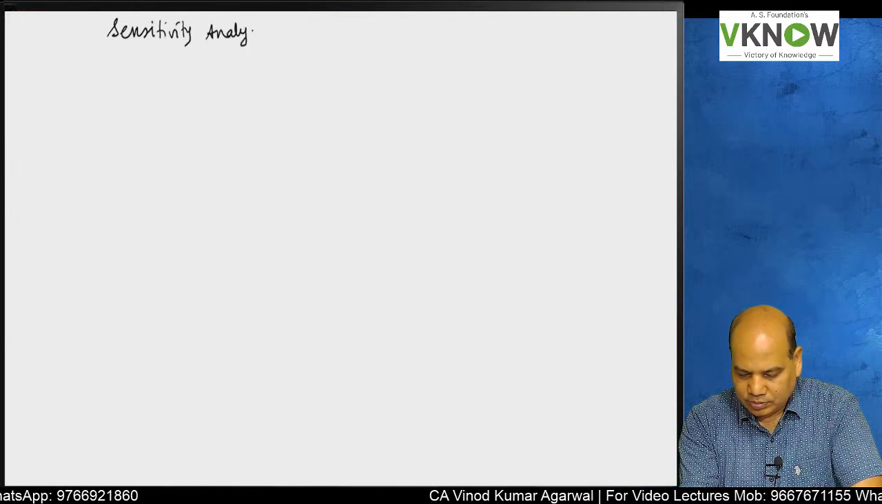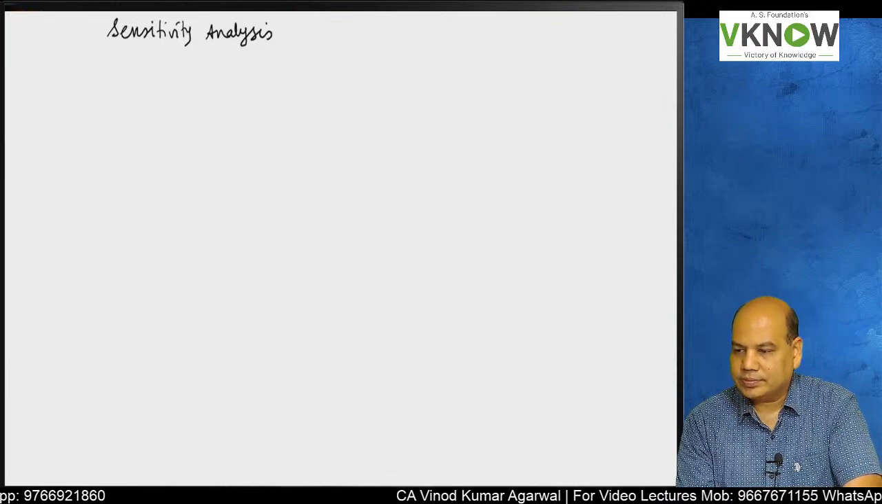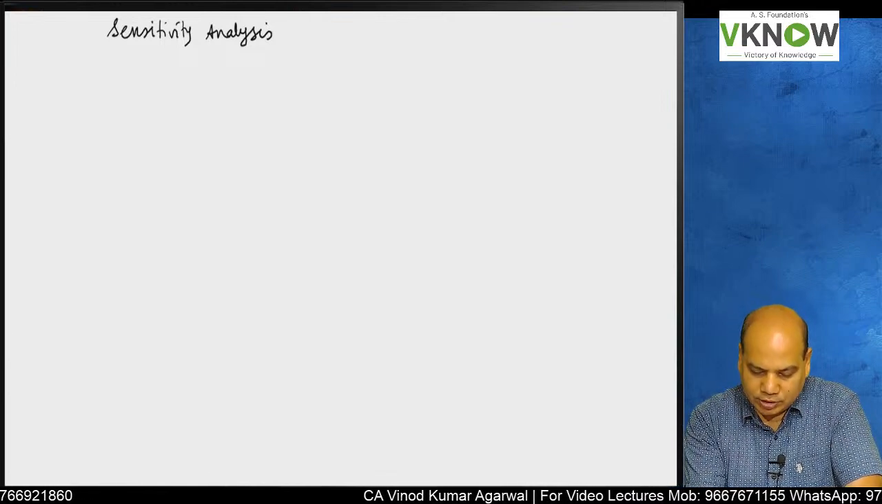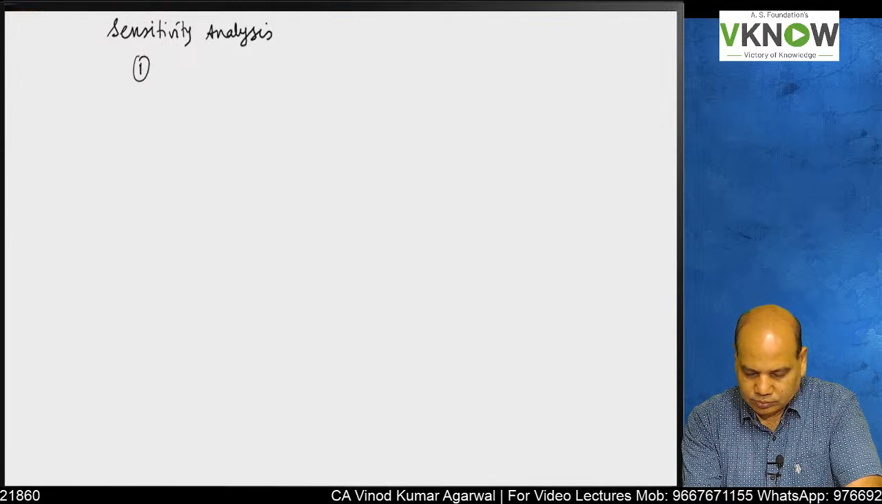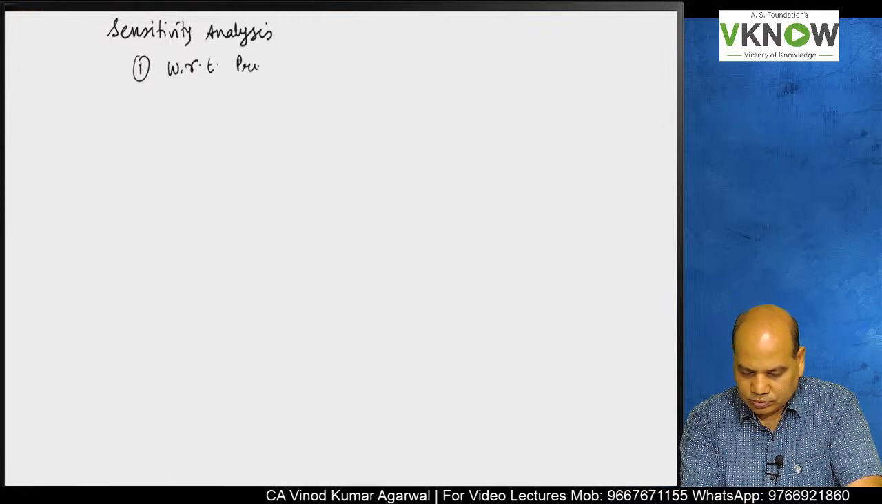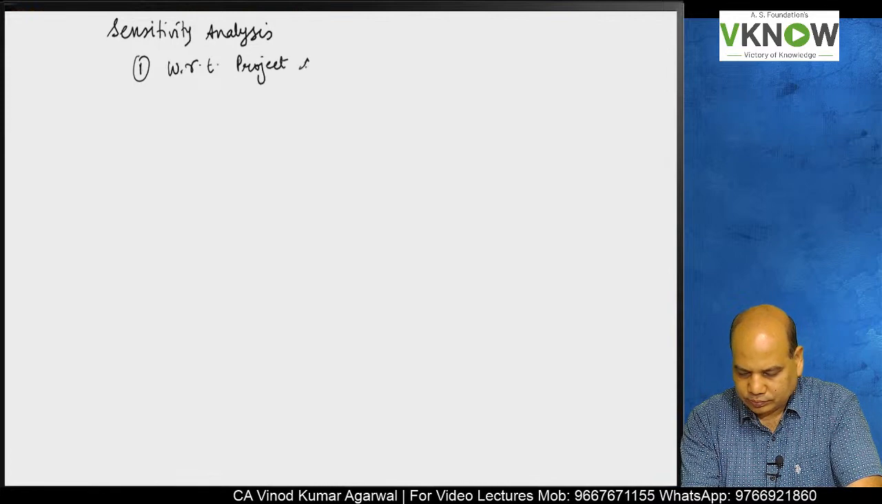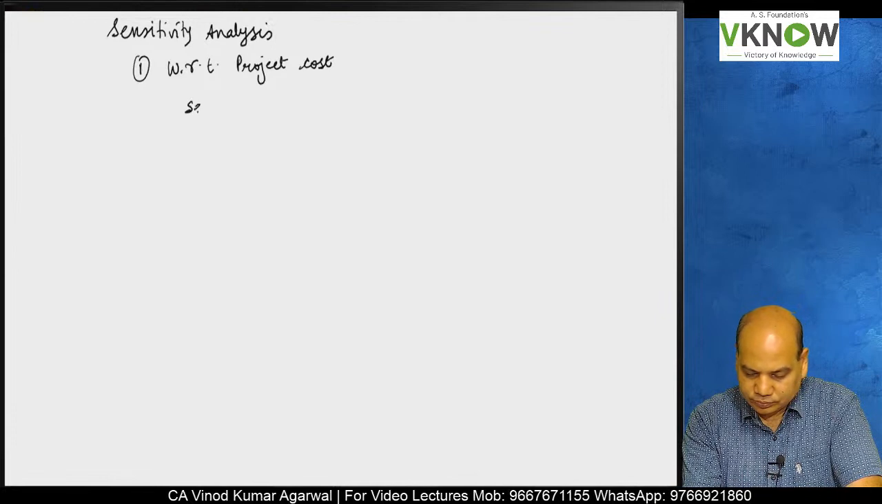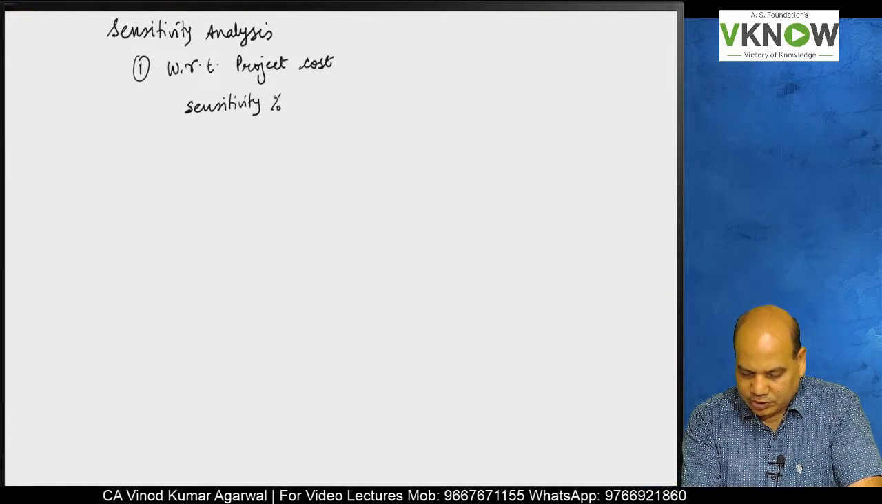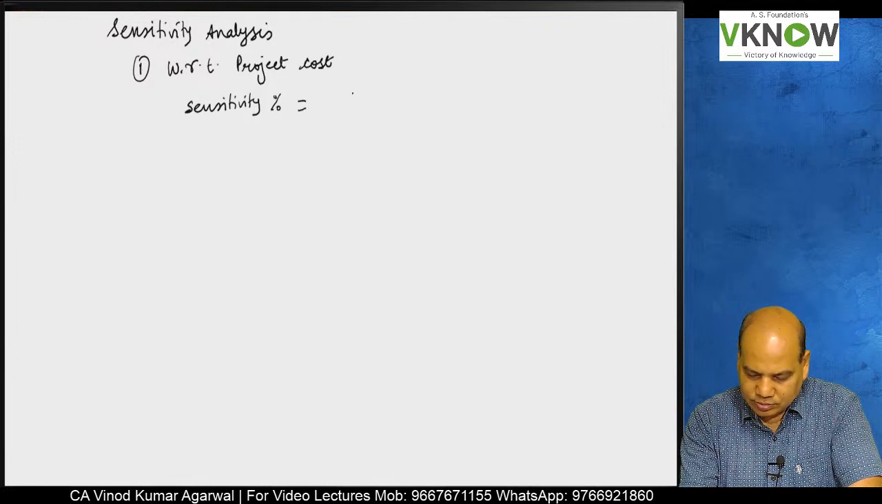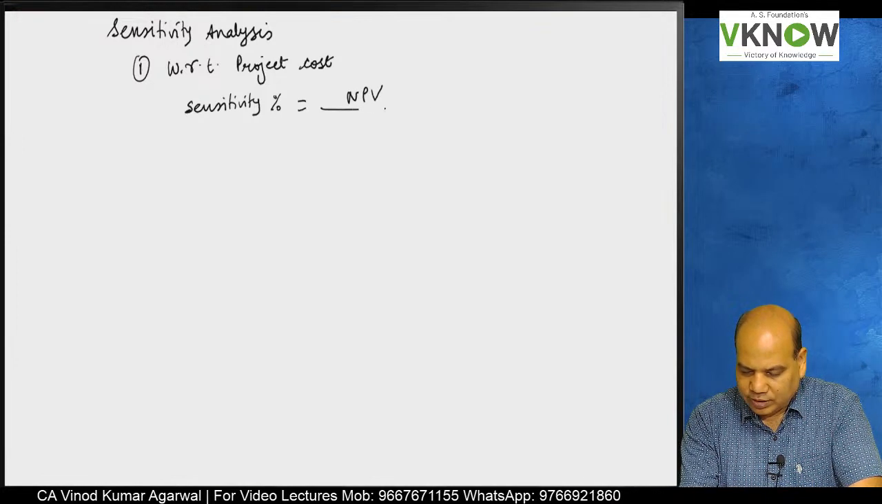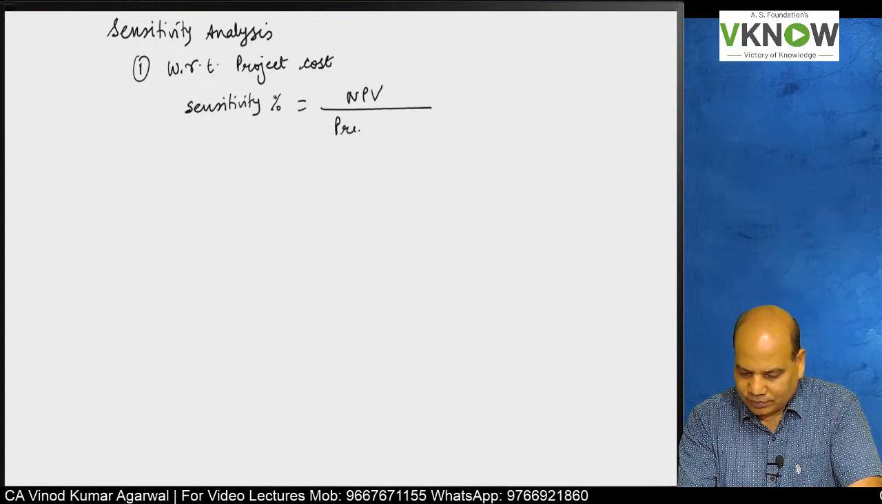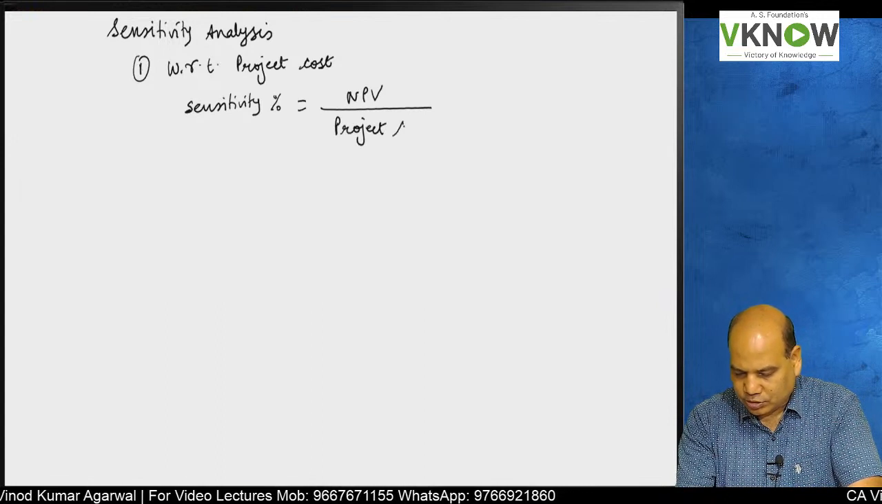Sensitivity analysis. First write down with respect to project cost. With respect to project cost, sensitivity percentage will be equal to NPV divided by project cost.